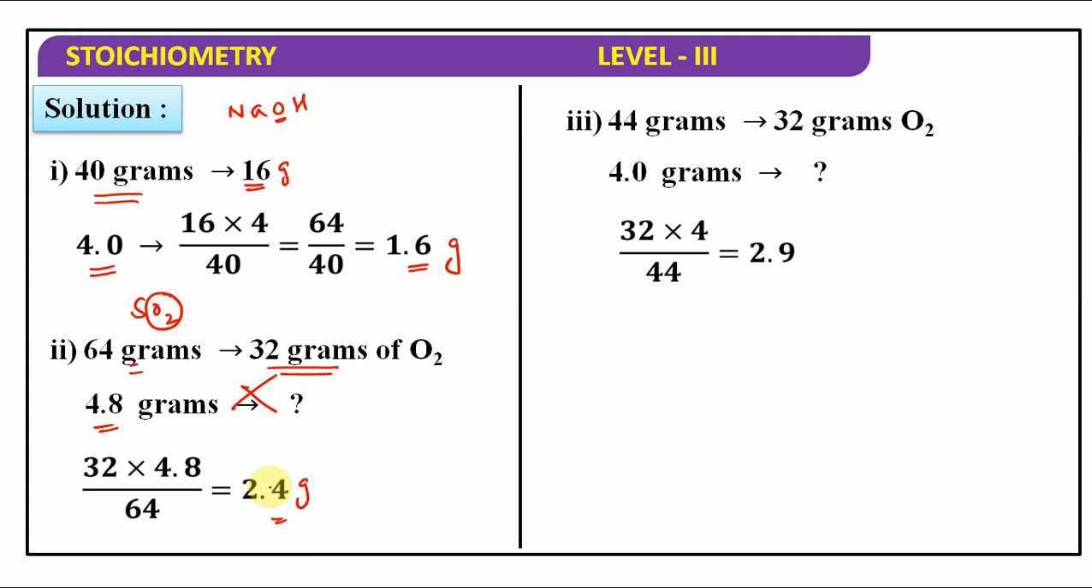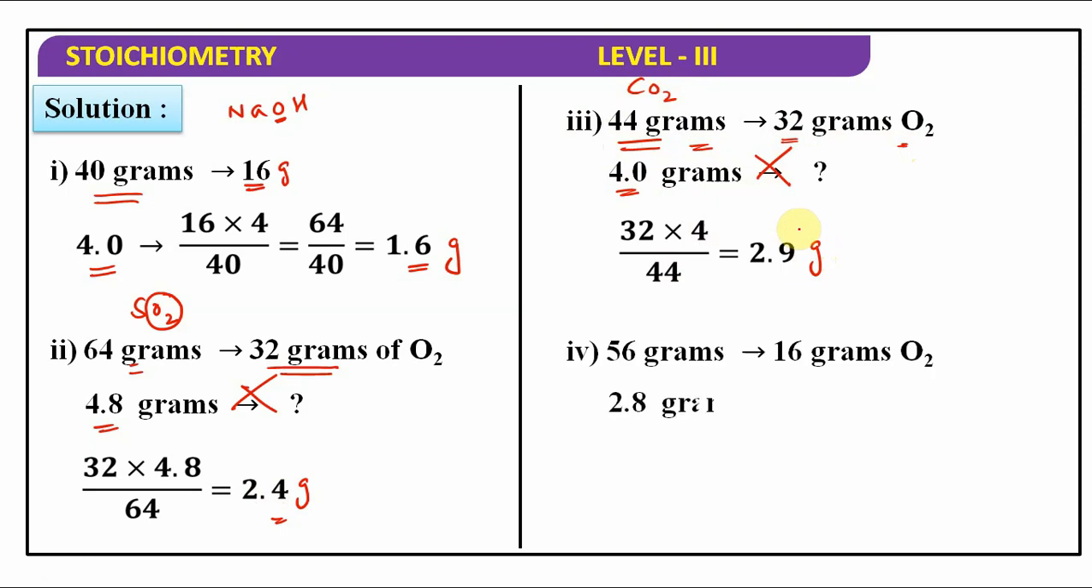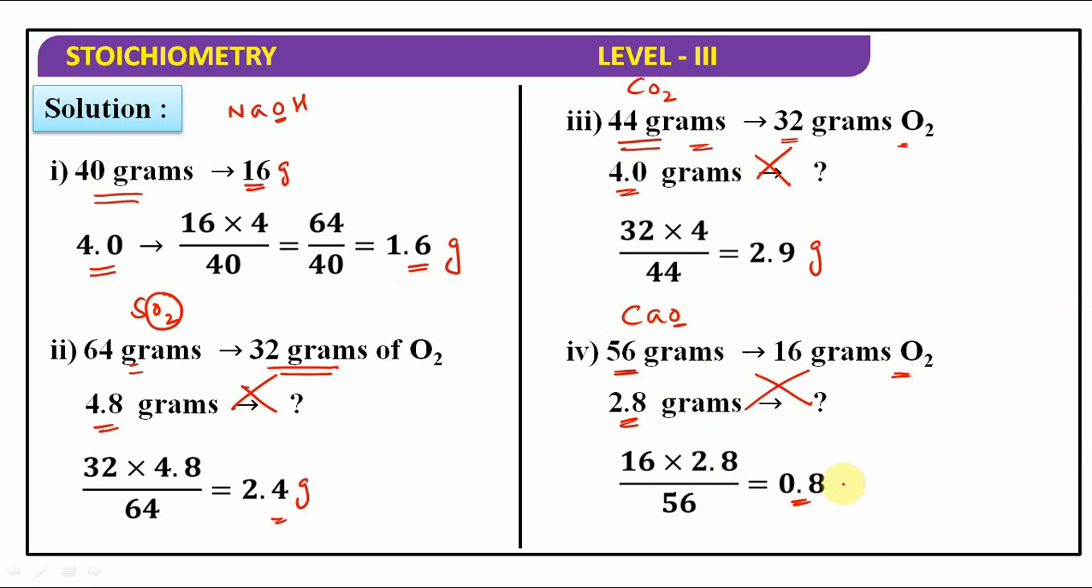Similarly, the next one they gave is CO2. CO2 molar mass is 44. 44 grams of CO2 has 32 grams of O2, and then 4 grams of CO2 consists of 4 into 32 upon 44, which gives you 2.9 grams of oxygen. Similarly, they gave CaO, calcium oxide, with only one oxygen. So 56 grams of CaO possesses 16 grams of O, then 2.8 grams of CaO has 2.8 into 16 upon 56, which gives you 0.8 grams of oxygen.